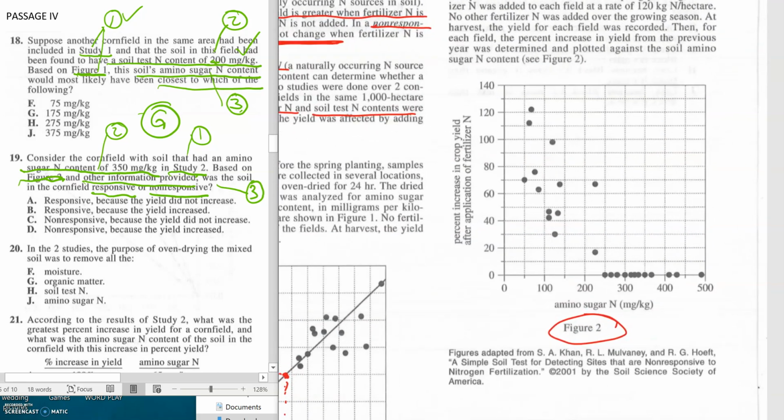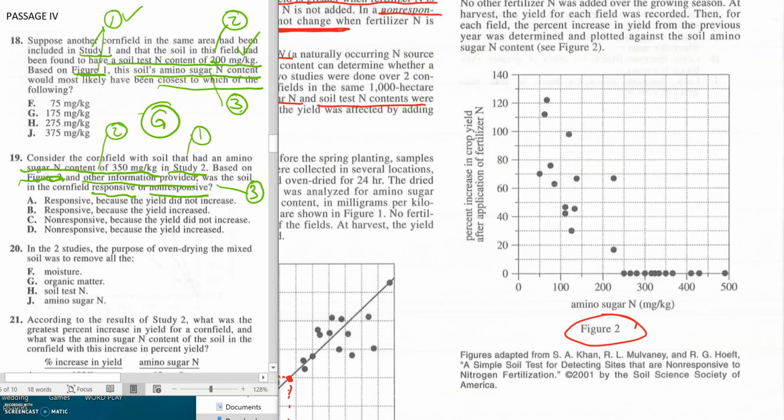Right, and I'll increase this because I think we just look at the graph after that. Step 2 was we find amino sugar N content of 350 milligrams. Where is it? Amino sugar N content is across here, and we're looking for 350. And that would be about there, right? So that's step 2 done. We've done 1 and 2. And then it says, based on figure 2 and other information provided, was the soil in the cornfield responsive or unresponsive?